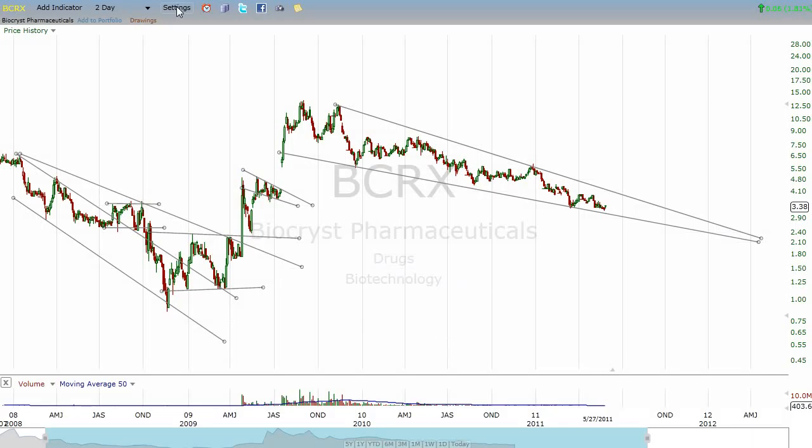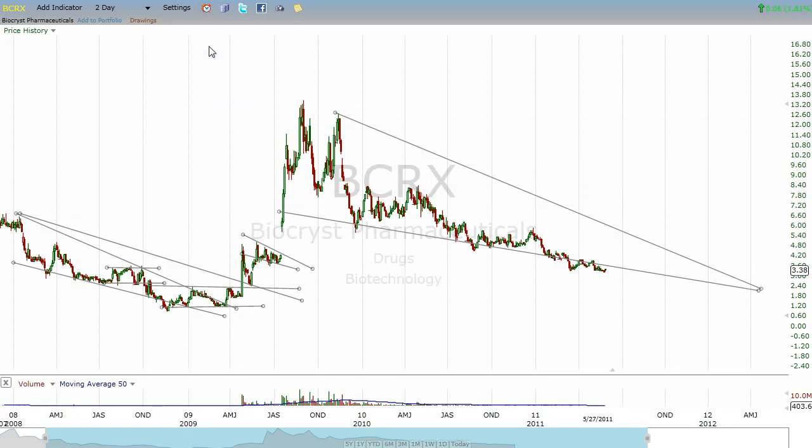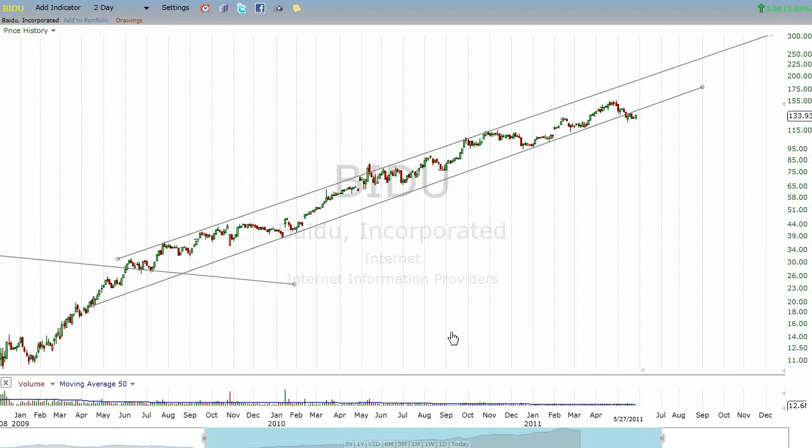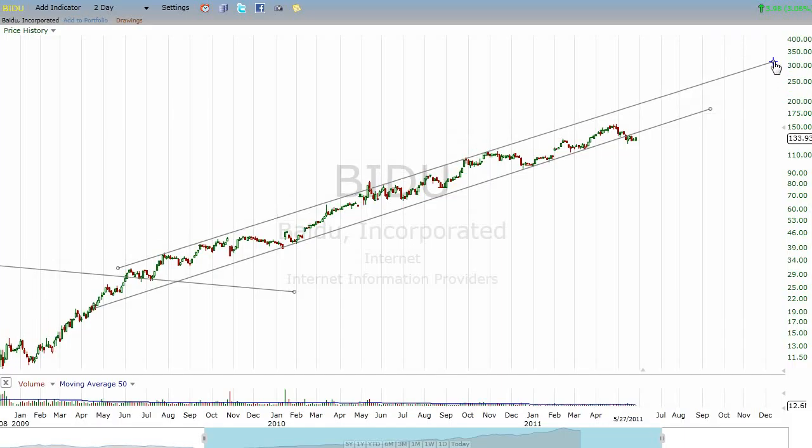Okay, now we're looking at a chart of Baidu Incorporated, and what I want to show you in this chart is the thing we want to learn here, and it's pretty simple. That when you have a clearly established channel, the behavior from breaks in that channel differ as it relates to the underlying trend of the channel. What do I mean by that?